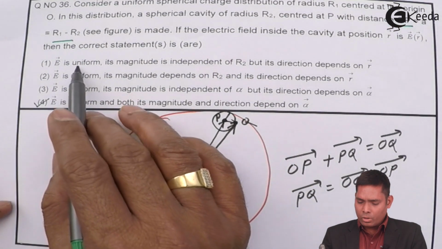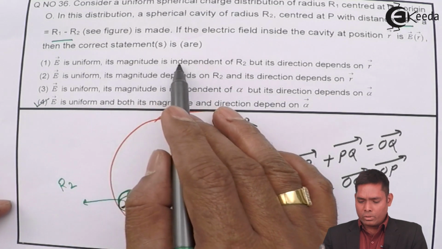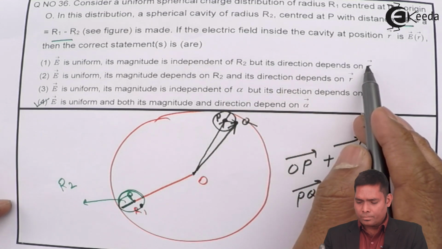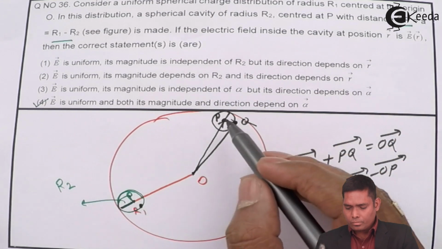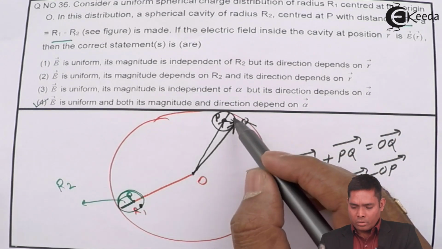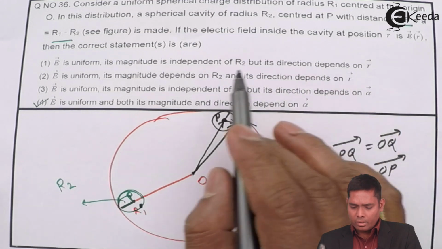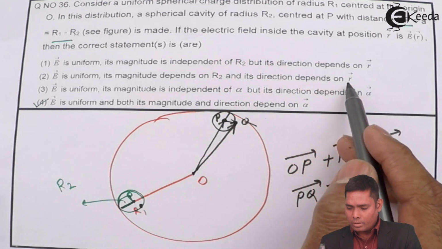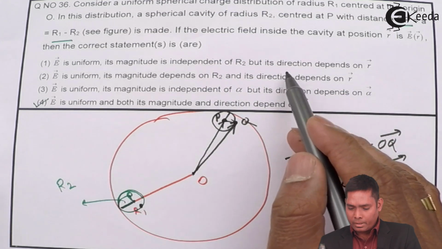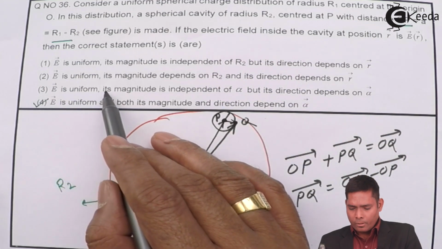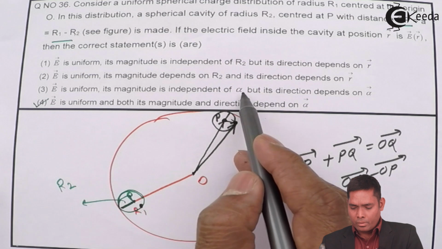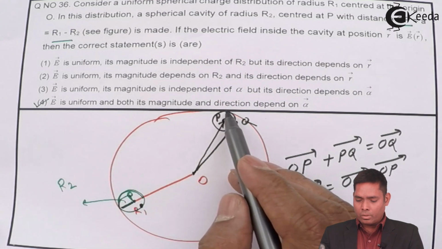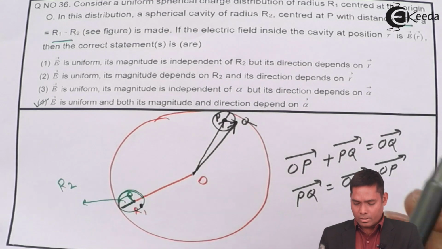Now the other options. E is uniform, its magnitude is independent of r2, but its direction depends upon r: this is not correct. E is uniform, magnitude depends on r2, direction depends on r: the same thing repeated, not right. E is uniform, its magnitude is independent of a: no, it depends on a, not right. E is uniform, both in magnitude and direction depends on a: that is correct.